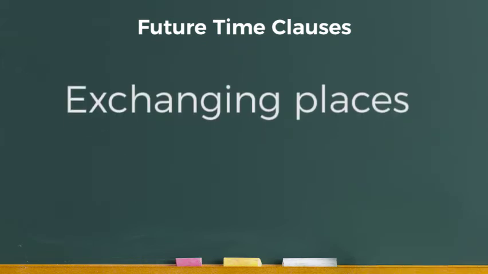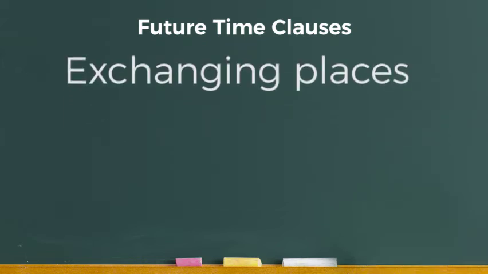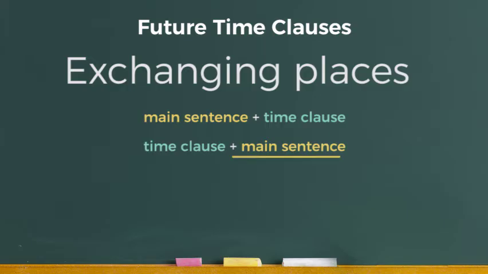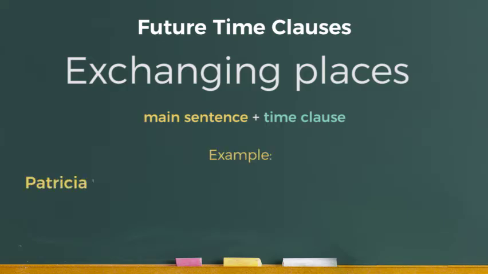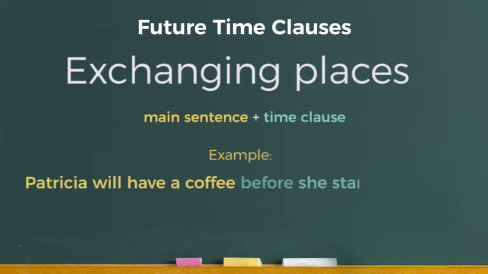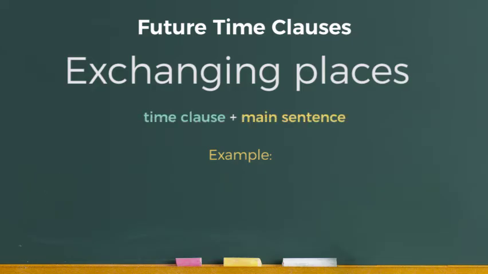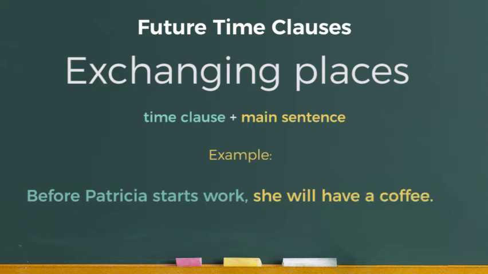Now, like with any other type of clause, we can exchange the position of the future time clause at the beginning or at the end. Look at the example. We can start with the main sentence. Patricia will have a coffee and then the time clause, before she starts work. Or we can write the time clause first and say, before Patricia starts work, she will have a coffee.